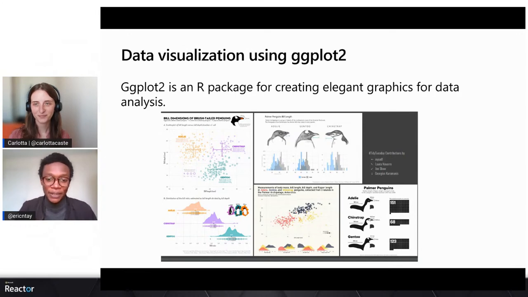R has several packages for making graphs, but ggplot2 is one of the most elegant and versatile. ggplot2 is an R package that allows you to create elegant graphics for data analysis. It does this by providing you a grammar for creating graphs that combines multiple independent graphics in a series of iterative steps. This makes ggplot2 one of the most versatile and powerful tools for making graphs in R.